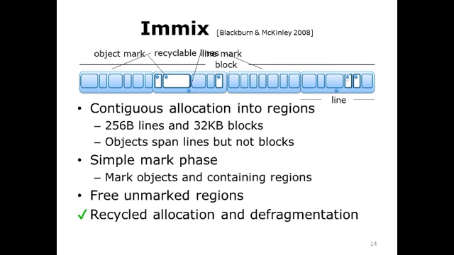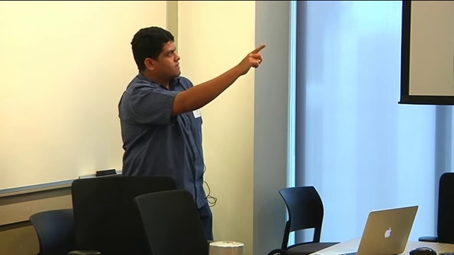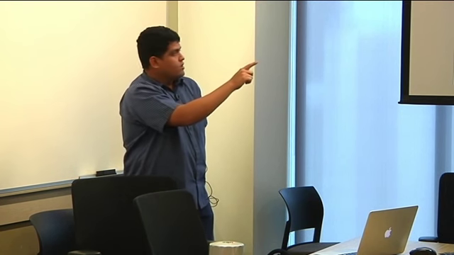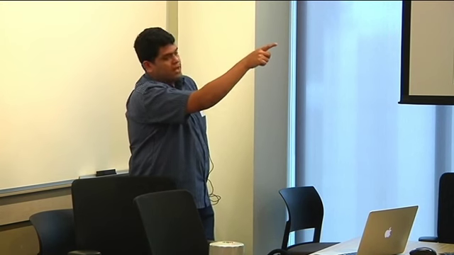Now we will have a look at how Immix works. Immix is a mark-region based collector. Here we can see Immix works on blocks and lines. A block is 32 kilobytes, and a block has several lines. Each line is only 256 bytes. An object can span lines but can't span blocks.